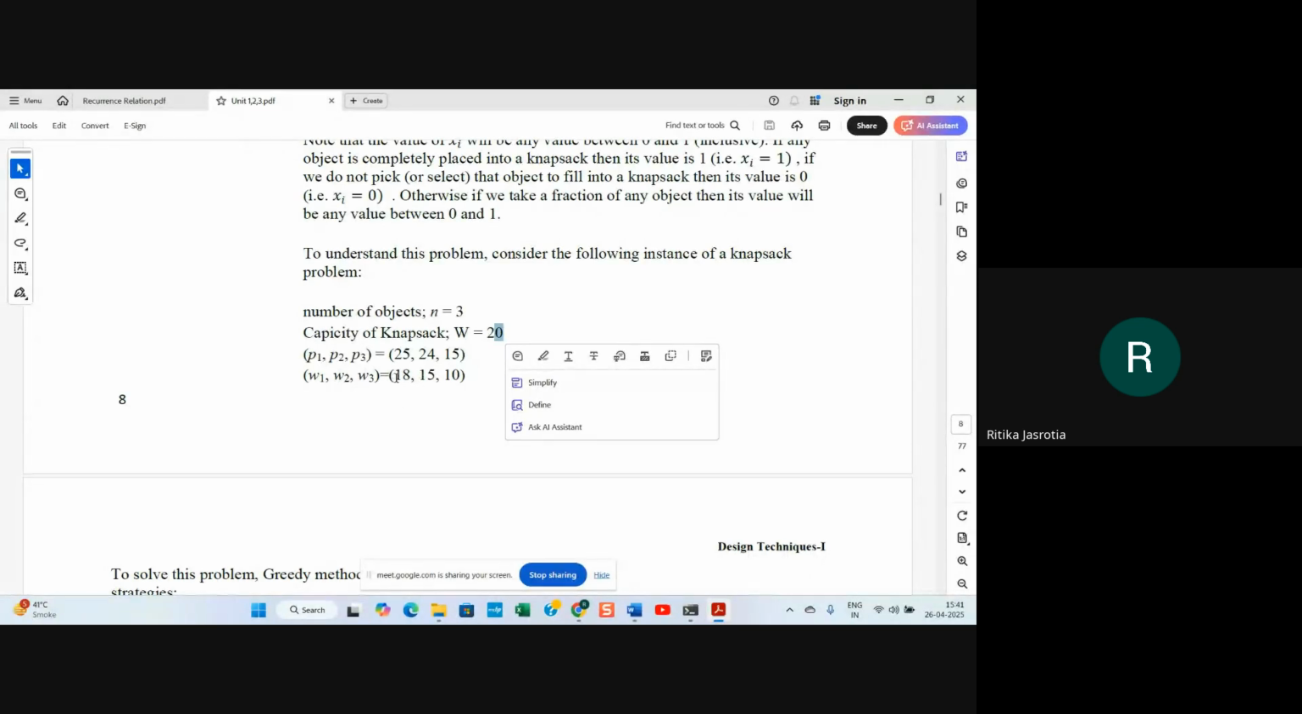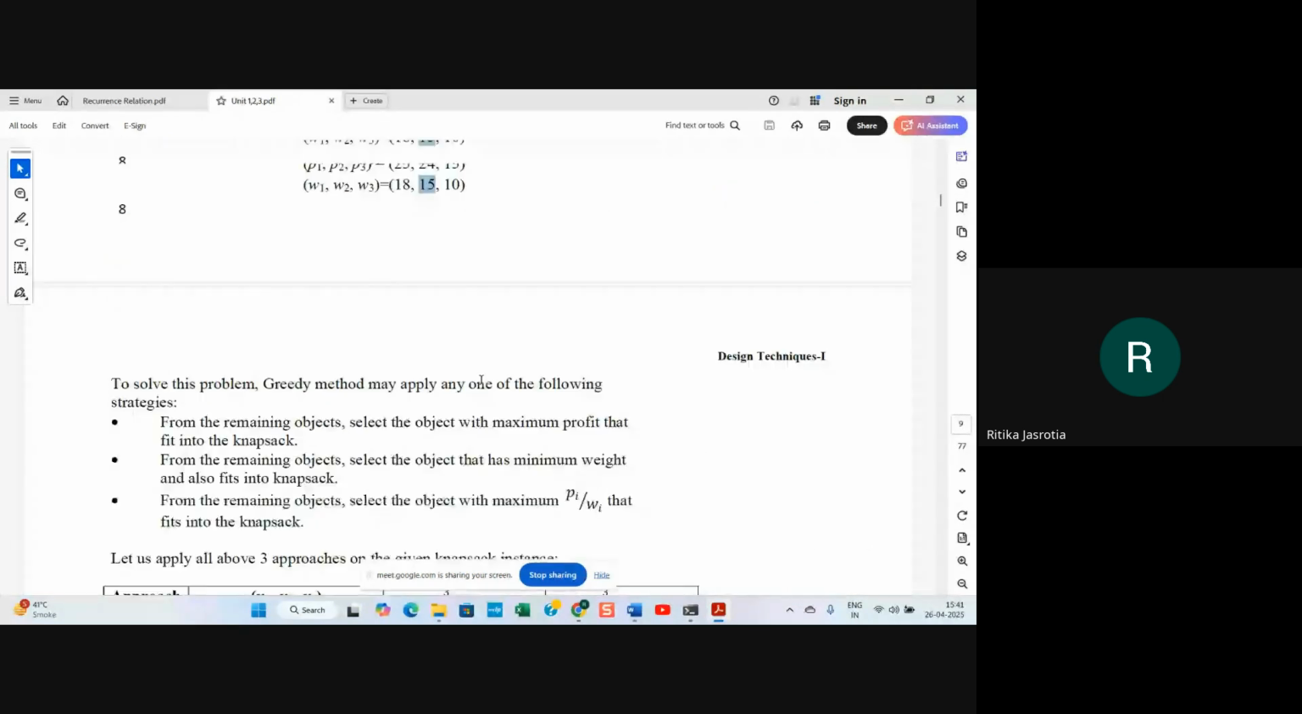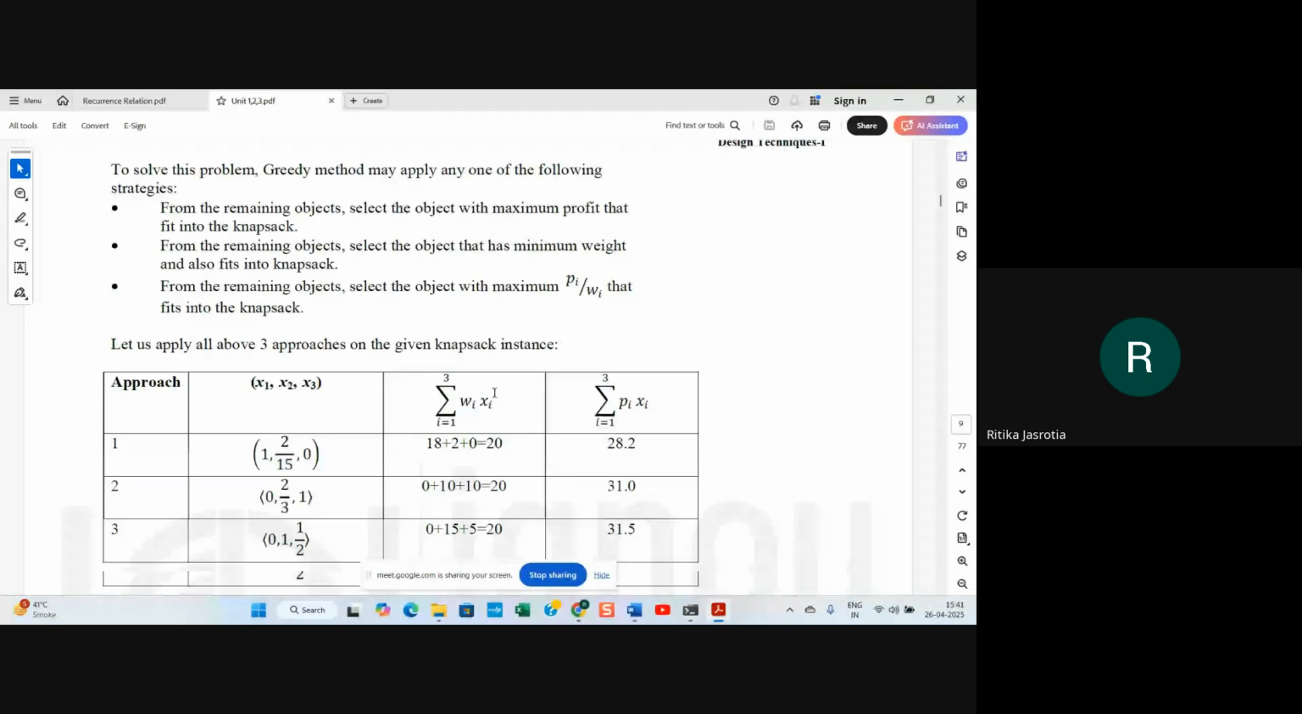You have selected weight 18 because 25 is the maximum profit, so 18 is selected and kept in the bag. Now you have 2 units left. So from the maximum profit approach, you will take only 2 units from the 15. So 18 plus 2, and for the last you will not take anything, plus 0. So it will be 20.